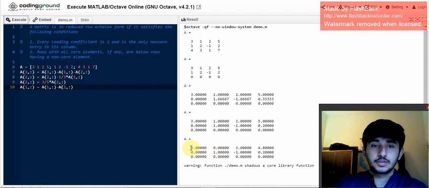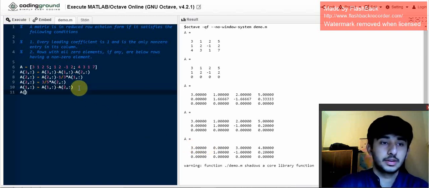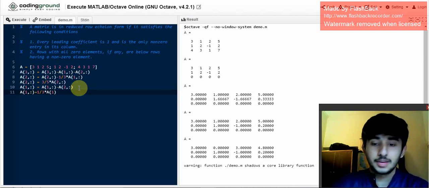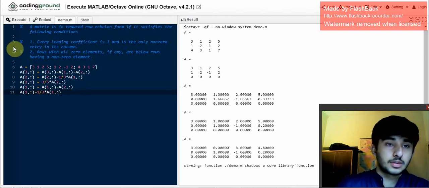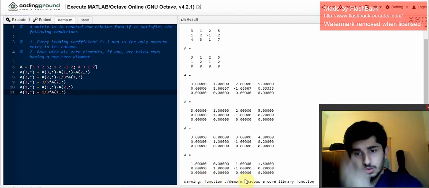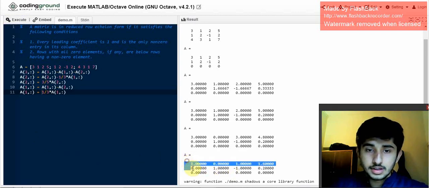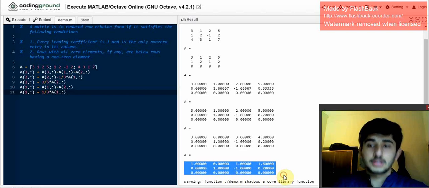Now the only thing left is to convert this entry into a 1. Right now it's a 3, so we'll simply divide that row by 3, 1 by 3 into, thankfully I wrote A this time and not R. Hopefully this will be fine. Let's just put a space for clarity. And perfect, we do get what we wanted. We have this matrix in row reduced form. All the leading non-zero entries are 1s and the leading entries are the only ones in the column. So this is your answer.